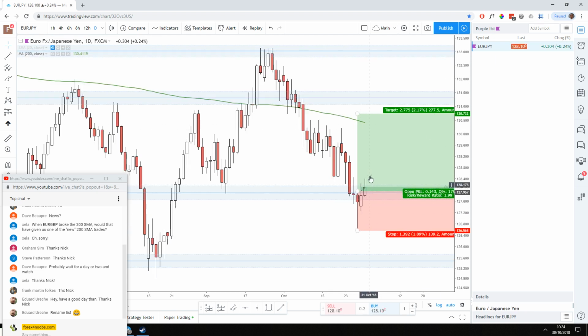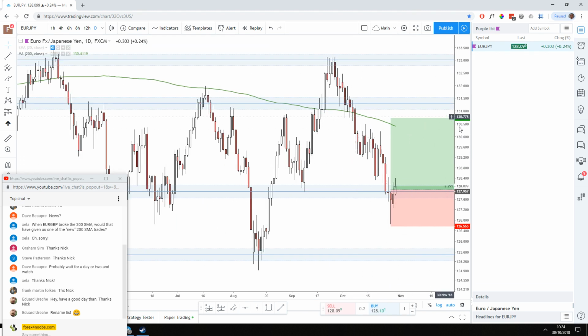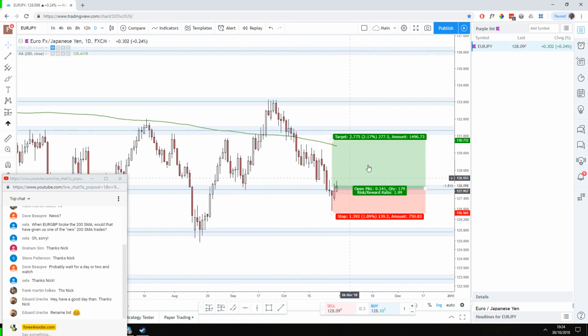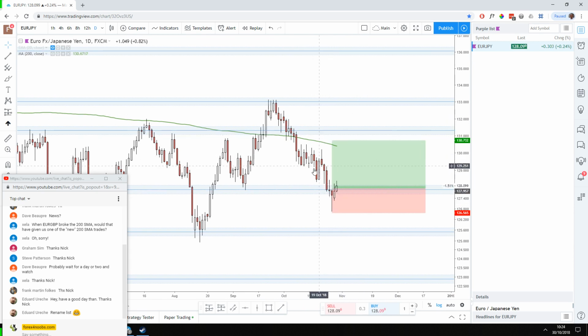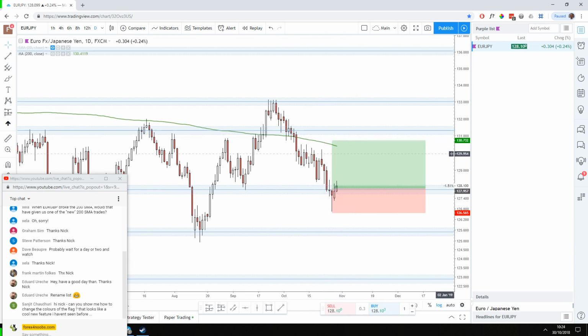And the purple list is EURJPY because that's an open trade that some people might be in. That's how we want to monitor. Bit of a risky trade. It's a very risky trade. I'm not entering this one, but yeah, we'll come back to it tomorrow for those who are in it.